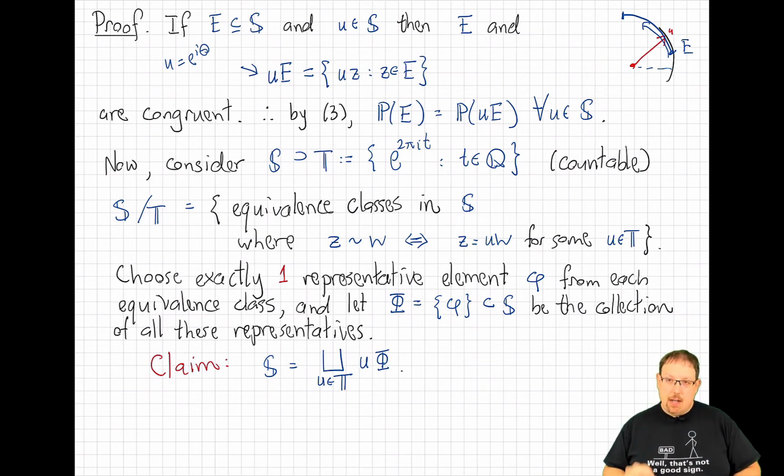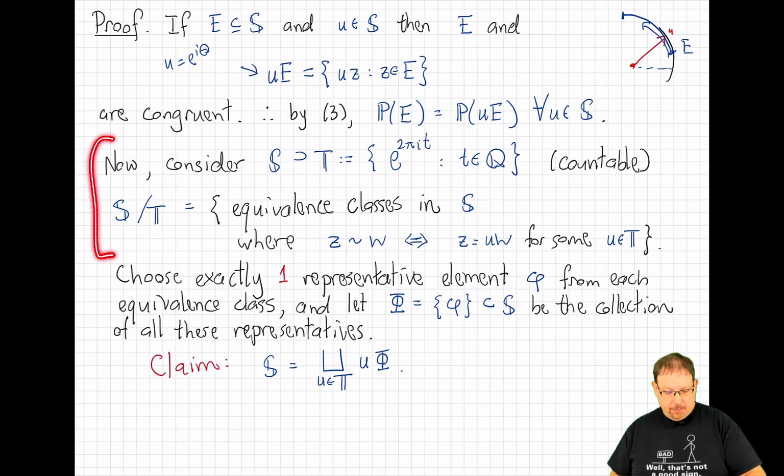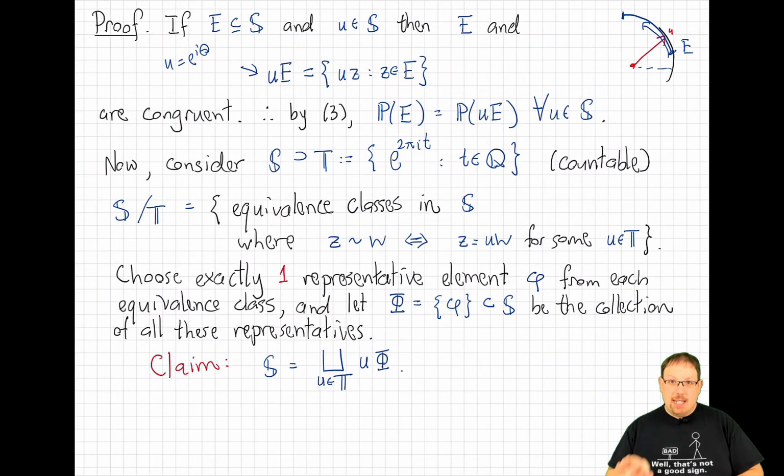Great. Now here's what we're going to do with those rotations. We're going to use them to partition the circle. Okay? We're going to partition the circle according to the equivalence relation, which says that two points in the circle are equivalent if you can get from one to the other by a rational angle rotation. Okay? That's what this says here. Let's consider the subset T of the circle, which consists of rational angles. Those are points of the form e to the 2 pi i t, where t is a rational number. Okay? This is a countable subset, countably infinite subset, of the circle.